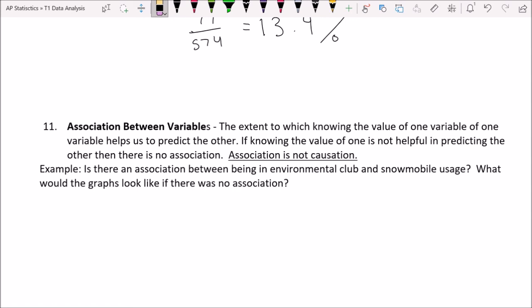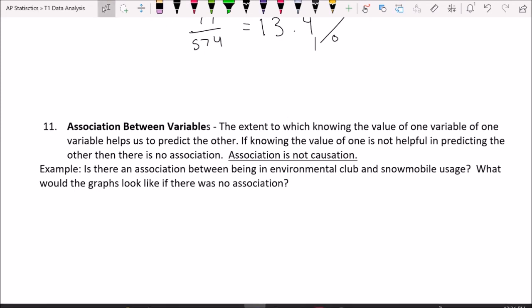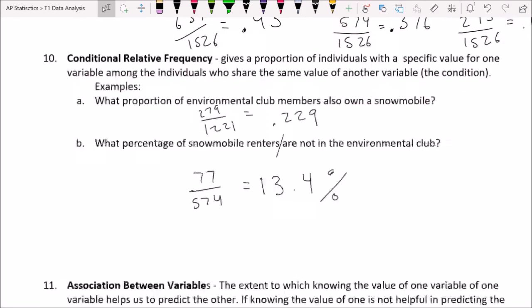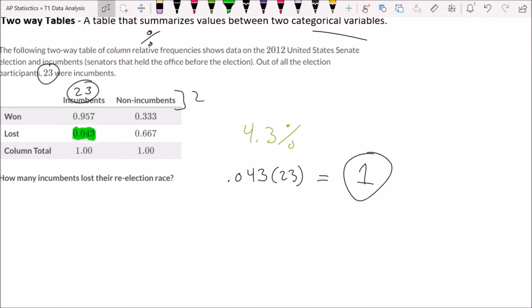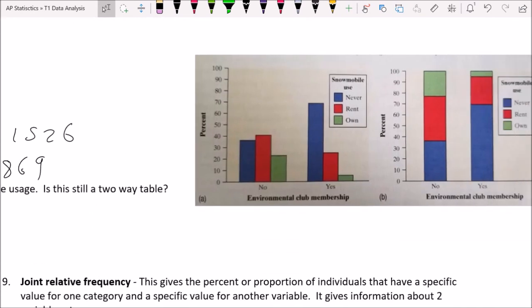Okay, so what about for this one? Is there an association between being in environmental club and snowmobile usage? What that's really asking is, if we know about one of those variables, does it give us more information about the other? Or if we know if a person is in one of those groups or the other, can we make some predictions about them? The easiest way to understand how to answer this is to go back and look at the graphs. So let's go back to those.